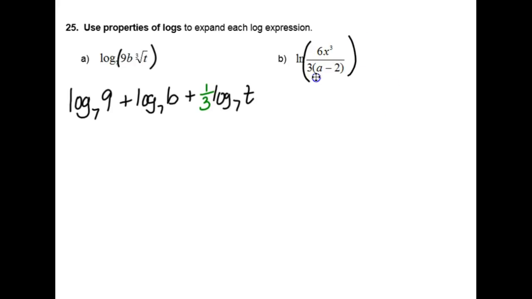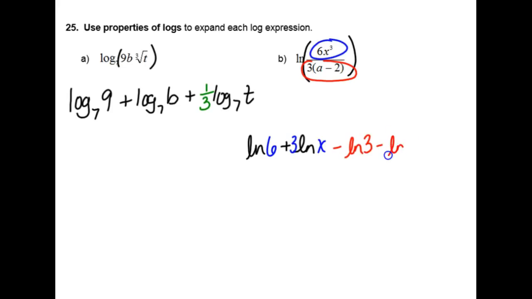Now, be careful here. You have 2 things in the numerator and 2 things in the denominator. So that tells me that you're going to have log plus log for the numerator stuff. Let's talk about that first. Okay, so natural log of 6 plus natural log of x to the 3rd power. I should have given myself more space, so I'm just going to sneak the 3rd power in front of that logarithm. And then in your denominator, you have 2 things. So you're going to be subtracting the natural log of 3, and you're also subtracting the natural log of a minus 2.